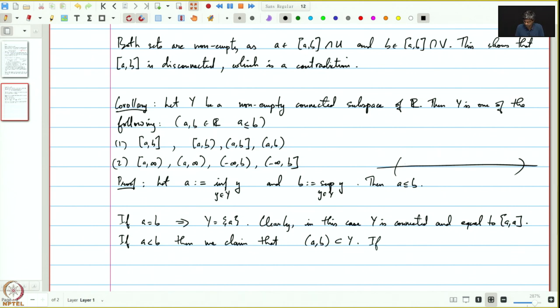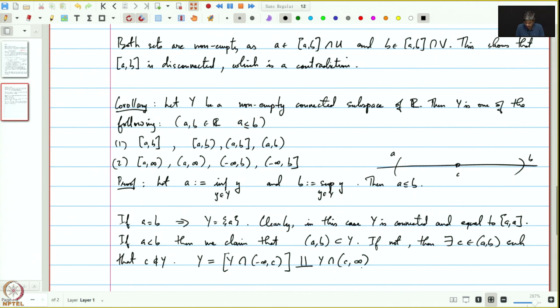Okay. So if not, then there exists C, which is contained in this open interval, such that C does not belong to Y. Right? So A is over here, and B is over here, and there is some C such that C is not in Y. But then this will imply that we can write Y as Y intersection (minus infinity, C), disjoint union Y intersection (C, infinity).